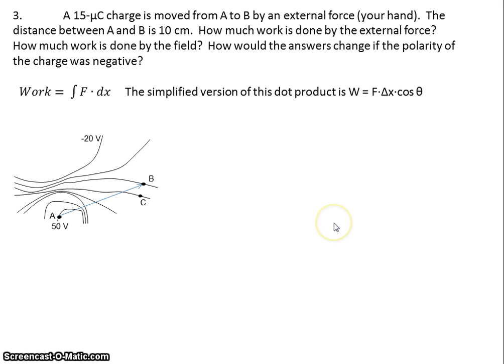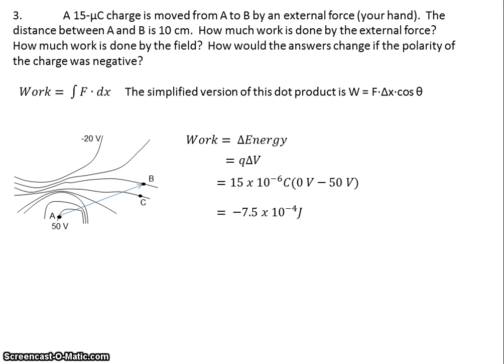So is there some other way we can do it? And we talked about this last week. Yes, there is a different way because work is going to be equal to the change in energy. What kind of energy is changing? Well, that is electric potential energy. So Q times delta V, which is the voltage. And so that would be 15 times 10 to the negative 6 coulombs times the final voltage minus the initial voltage, and you get negative 7.5 times 10 to the negative 4th joules.